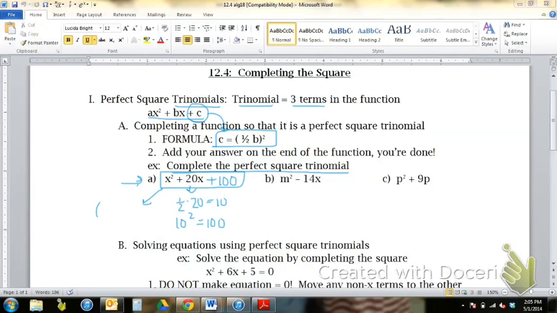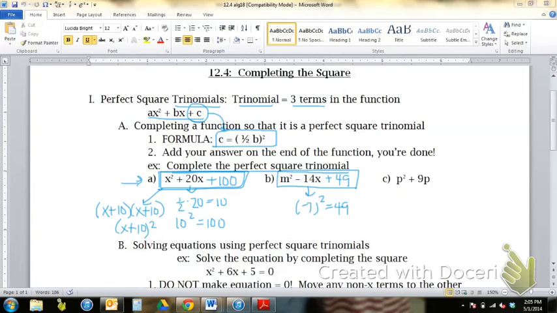Because this would factor to be x plus 10 times x plus 10, which is x plus 10 squared, so it's a perfect square. That's just showing you what we did here, but this part that's inside the box is your answer. So now in the next one, I just want to complete the trinomial. So I take half of this, which is -7, square it, and that would give me 49. So I would say add 49 onto the end, and now it's a perfect square.